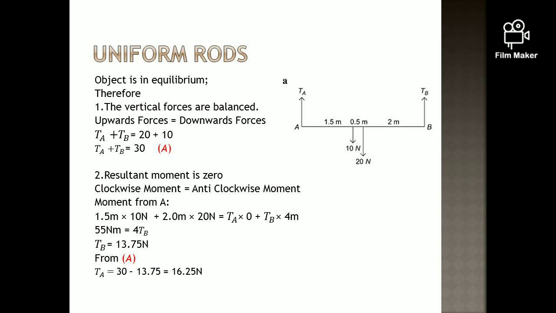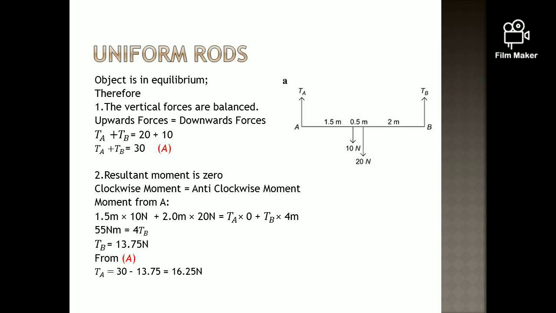So for TA and TB, TA acts exactly through A. Therefore that moment is TA into 0 plus TB into 4 meters. The length from A to B is 4. If you work it out, you will obtain the equation independent of TA. So you will obtain the answer as 55 newton meters. That is the sum of 1.5 into 10 plus 2 into 20. 55 newton meters equals 4 times TB. With that, you will obtain TB as 13.75.